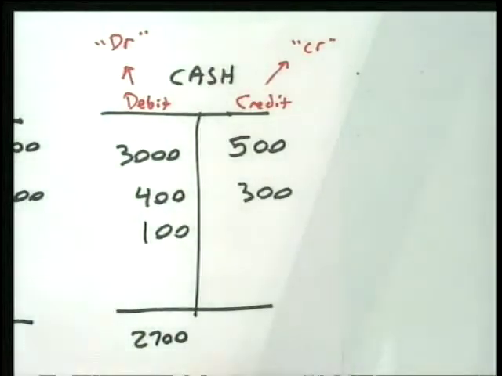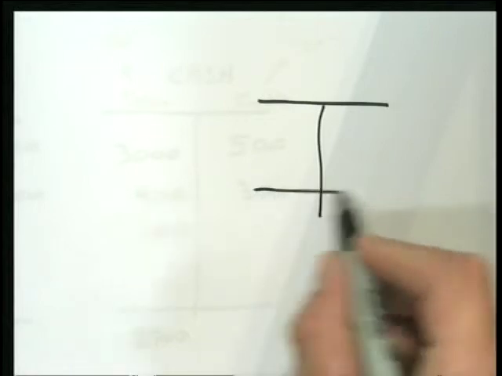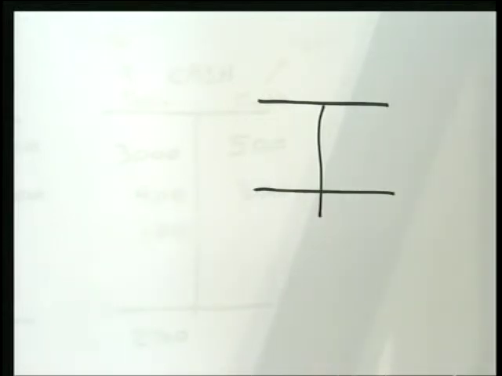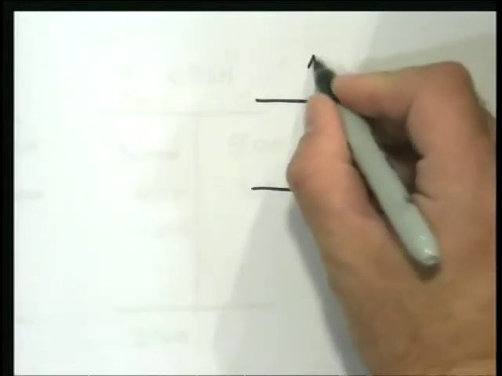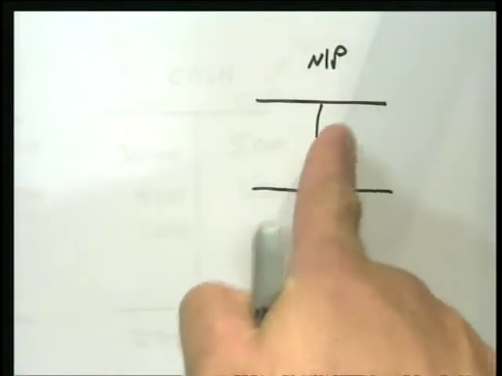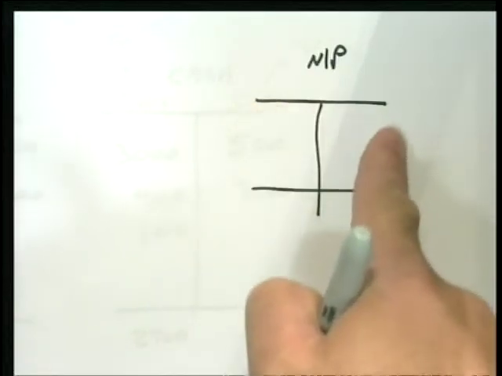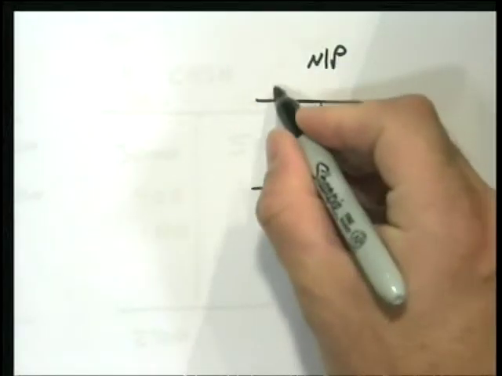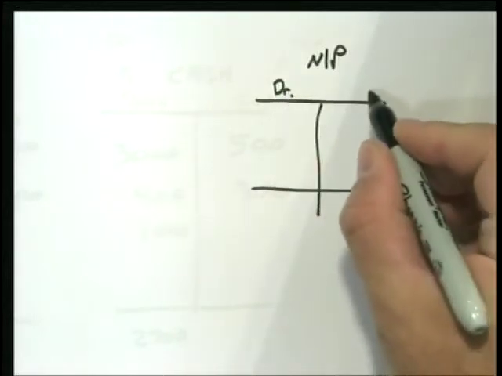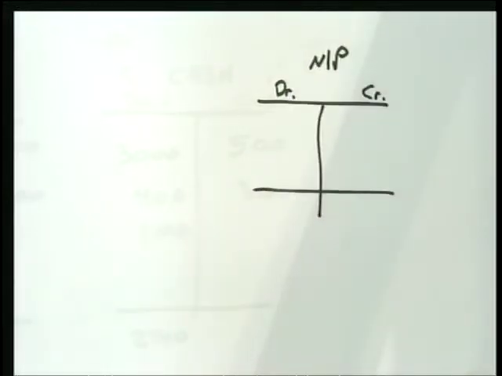For instance, let me show you a new account here. Let's say, for instance, notes payable. That's a debt. That's a liability, right? Now, for notes payable, this is the T account. What is the left side called, and what's the right side called? Debit. And I'm going to use the abbreviations. And credit. It doesn't matter the T account. The left side's always the debit side. The right side's always the credit side.